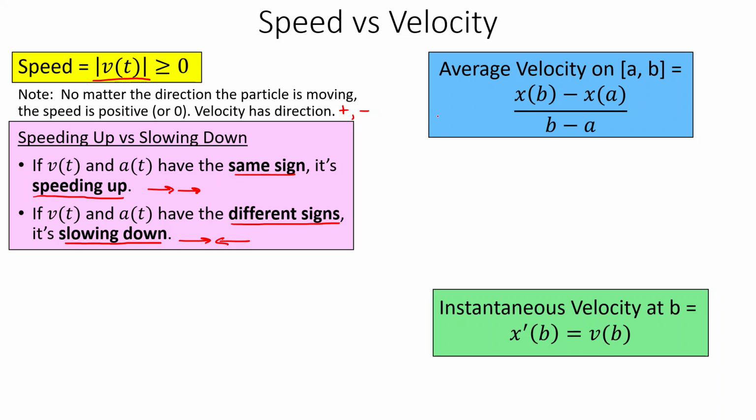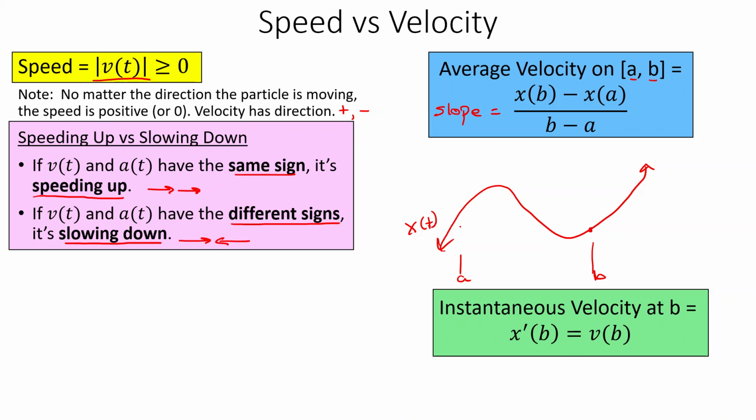Average velocity, it's just the slope. So if we find the slope between the two endpoints, that's the average velocity on the interval from A to B. So say this is the position equation. It's bouncing up and down, whatever. So this is our position equation. We'll call it x of t. And say here's A and here's B.